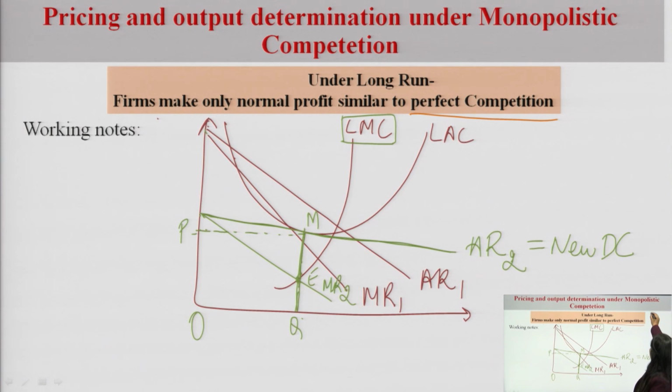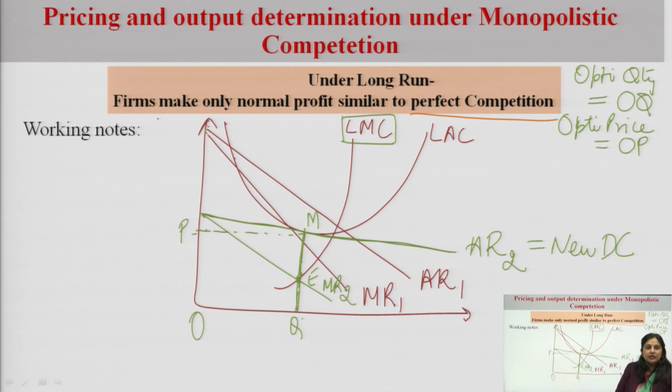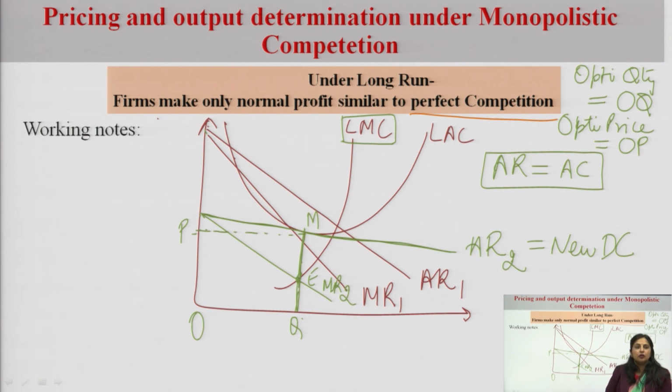At price OP. So, what are the answers to our questions? The first question was, what was the optimum quantity? We have identified the optimum quantity is equal to OQ. What is the optimum price? The optimum price we have identified is equal to OP. If he is selling this quantity OQ at price OP, what is the profit? What is the type of profit available to the seller? Here we have to compare average revenue and average cost, and we come to know that average revenue is equal to average cost. It means that there are only normal profits.